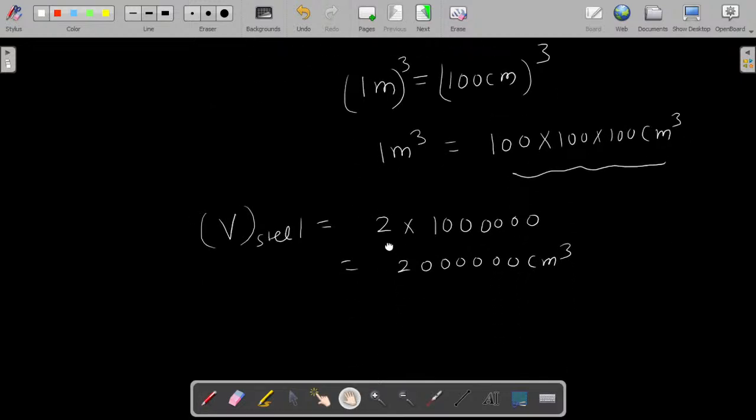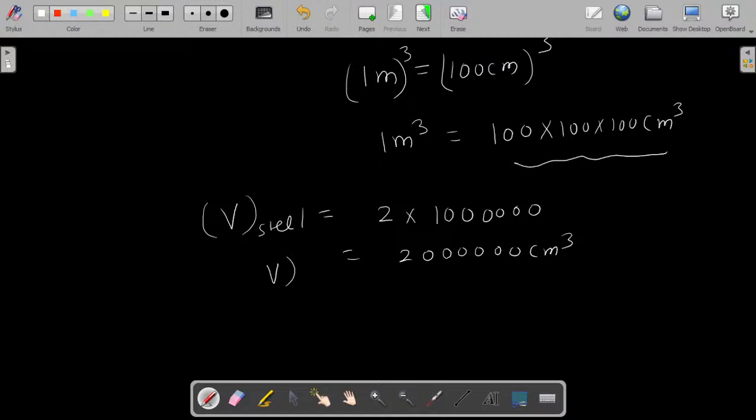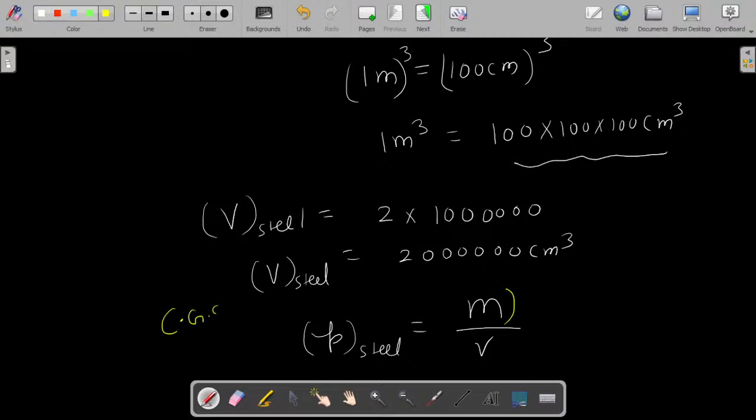Now you can find the density. This is the volume of steel. Now again, the density formula is mass upon volume. So what is the mass in this? We are finding in CGS unit. CGS means centimeter gram second. So what is the mass of steel in centimeter? How much?